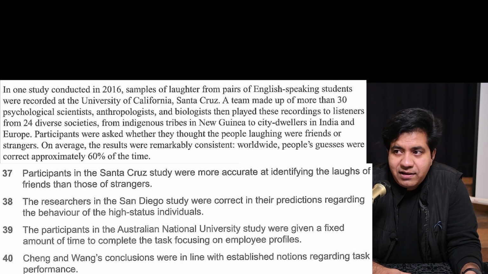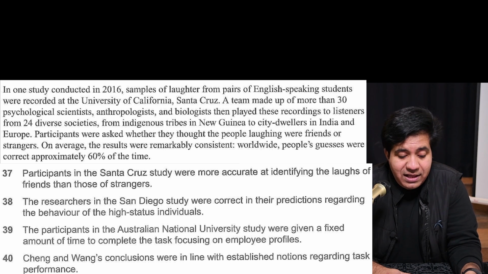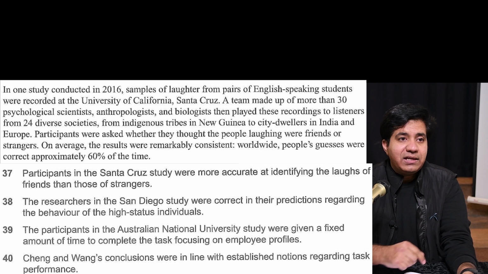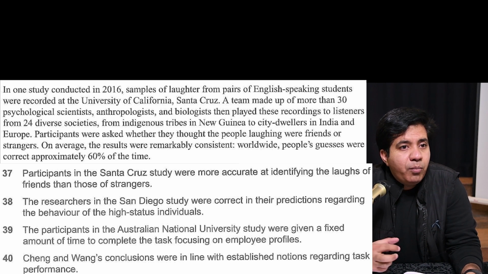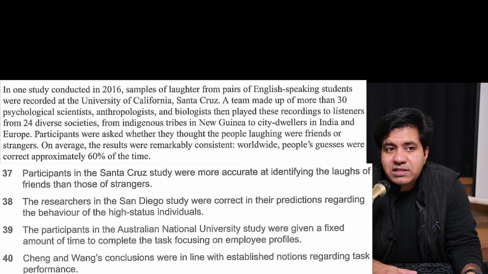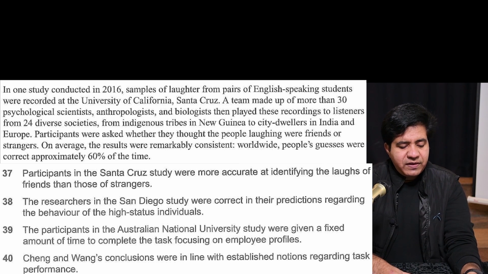Well done. Clapping, huh? It is not given. Why not given? They did not talk about accuracy. There is no mention of accuracy. And they say were more accurate at identifying. So more accuracy is not mentioned. That is why for 37 the answer is not given.